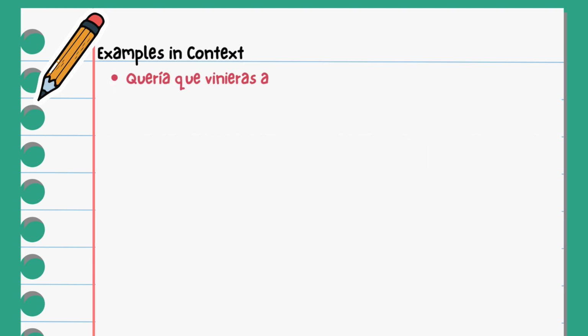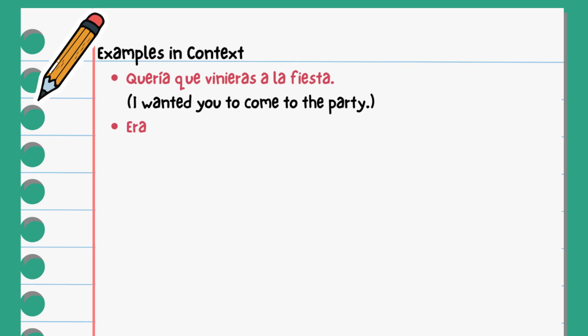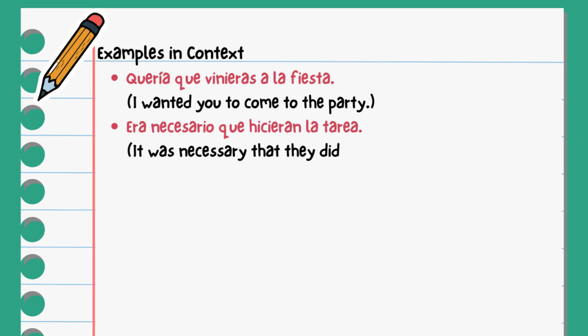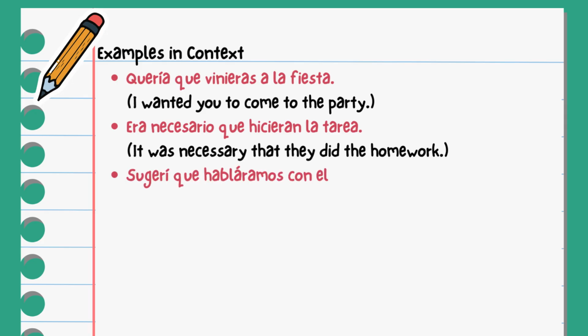Some examples in context. Quería que vinieras a la fiesta. I wanted you to come to the party. Era necesario que hicieran la tarea. It was necessary that they did the homework. Sugerí que habláramos con el profesor. I suggested that we talk with the teacher.